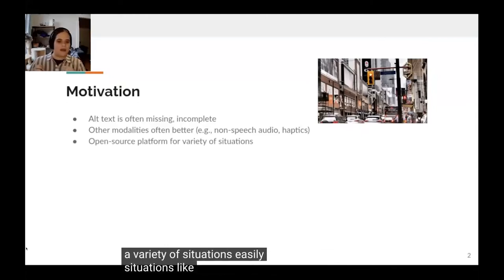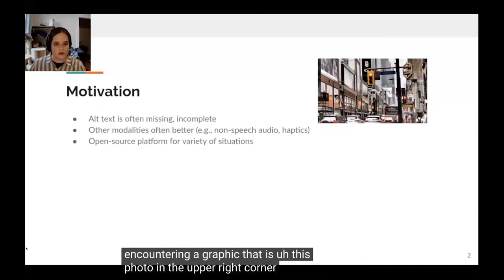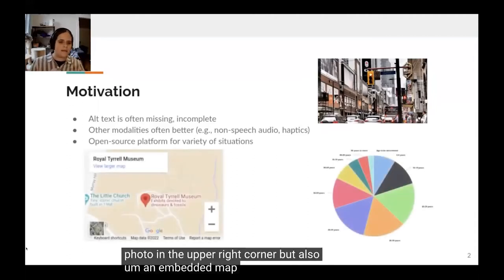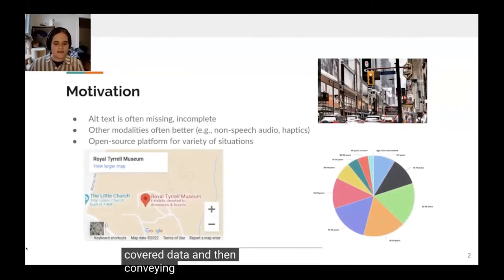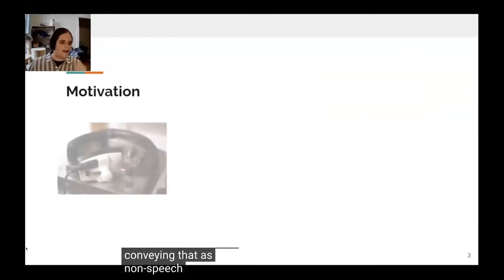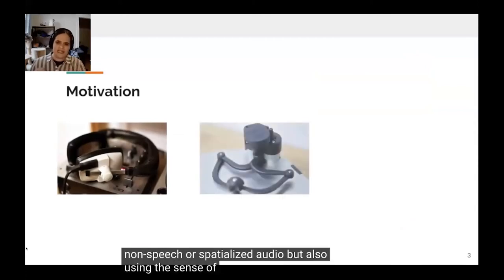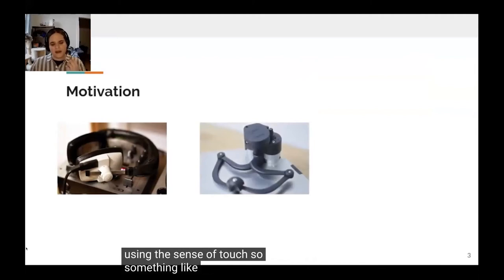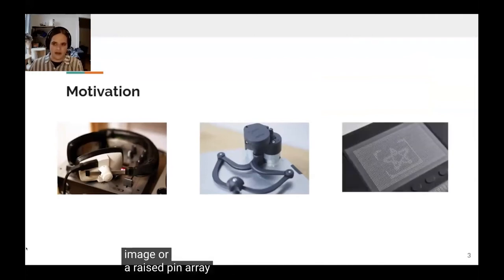Situations like encountering a graphic, such as this photo in the upper right corner, but also an embedded map or a pie chart of COVID data. And then conveying that as non-speech or spatialized audio, but also using the sense of touch. So something like kinesthetic haptics that can guide a user's hand across the image, or a raised pin array.